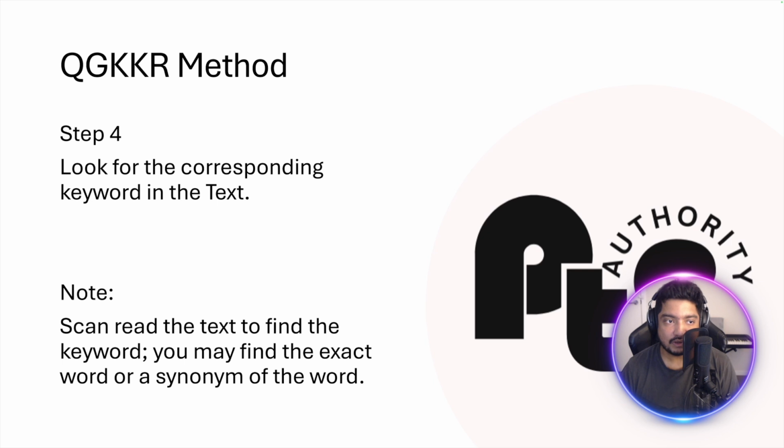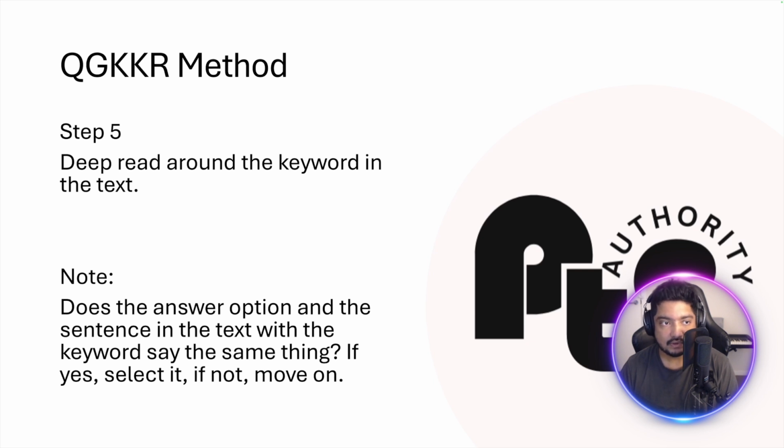Now, moving on to step 4, the next K, or the last K in the QGKKR method, which is look for the corresponding keyword in the text. This time I want you to scan read the text on the left and look for the corresponding keywords. You may find the exact keyword, or you may find a synonym of the keyword.